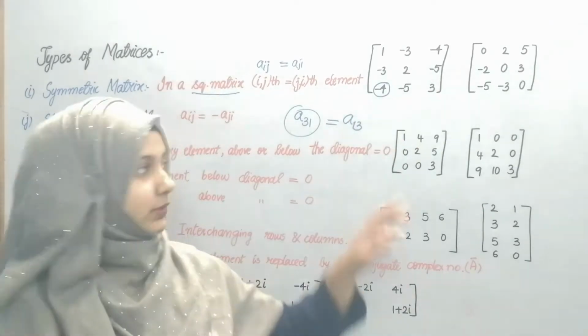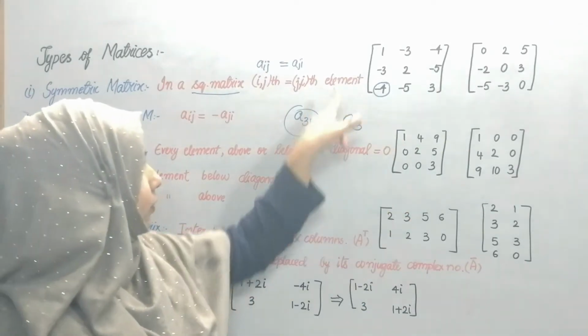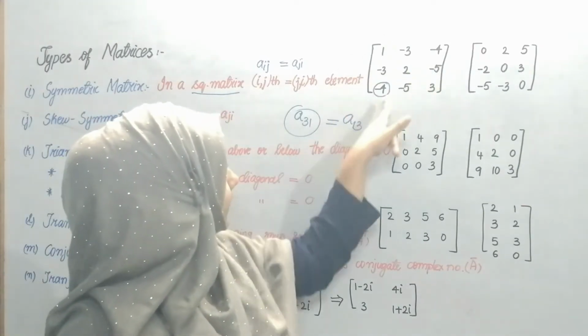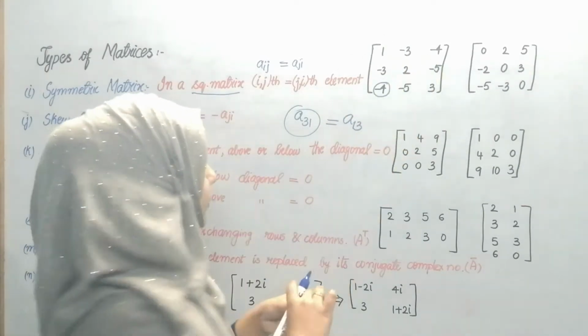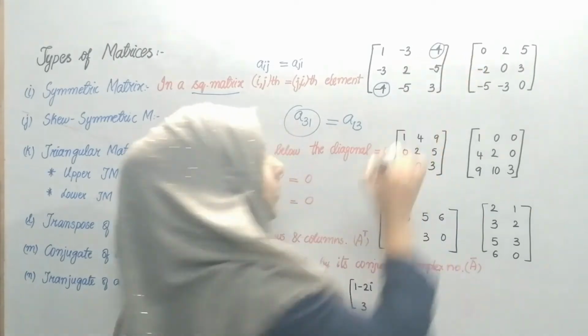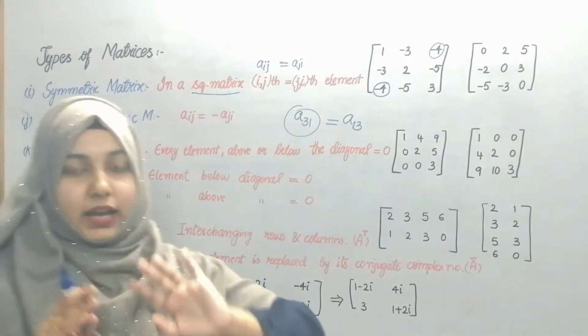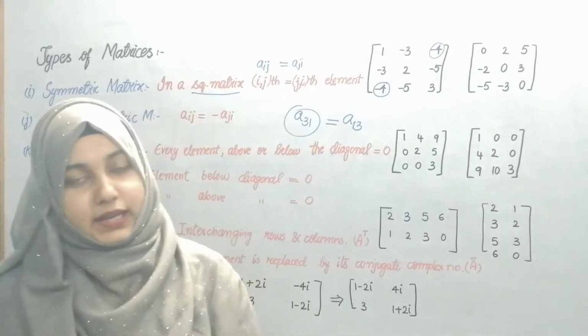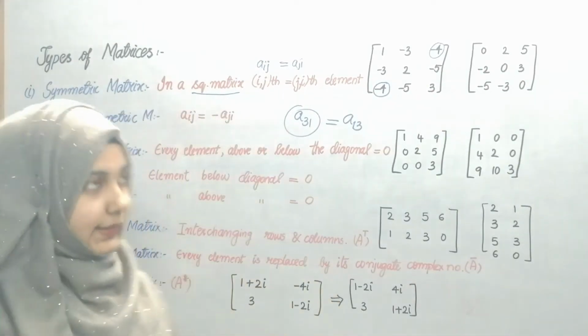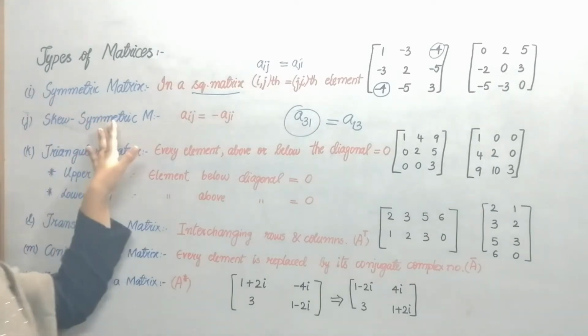Okay? Getting? Let's check. First row, third column. This is the first row and this is the third column here. So if you see, both are what? Equal. In the same way, for all the elements, the element at (i, j) should be equal to the element at (j, i). Clear? Easy? Next, let's see the skew symmetric matrix.